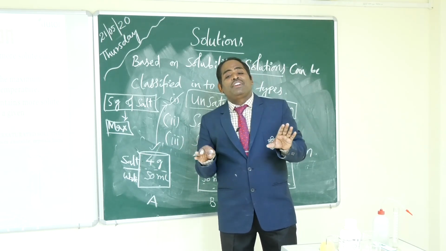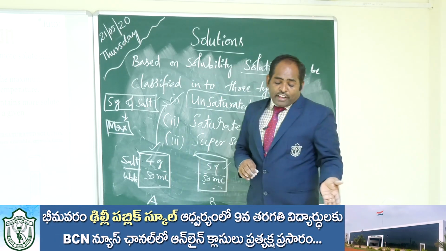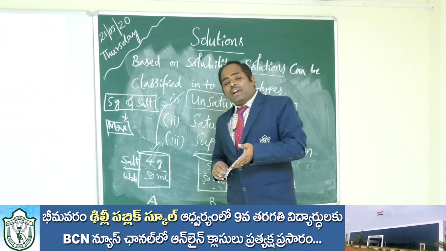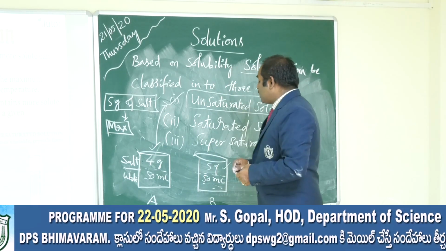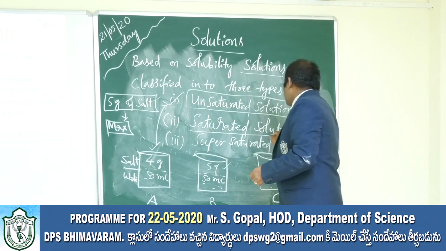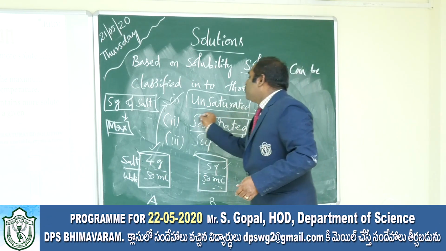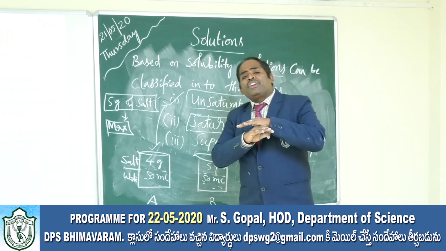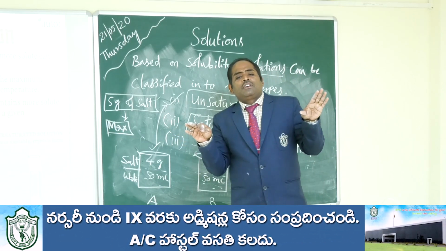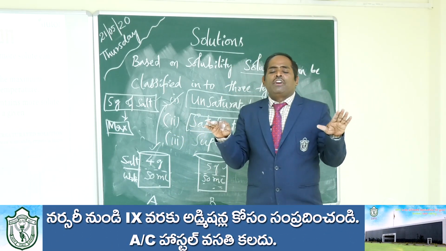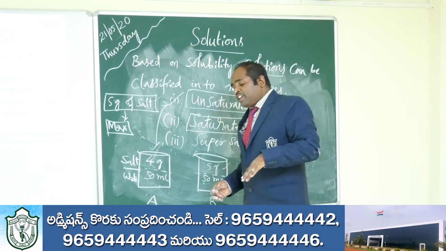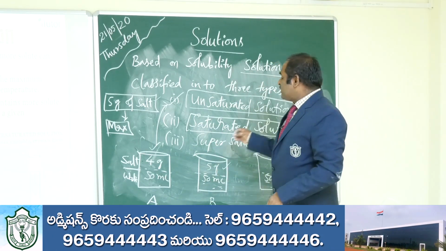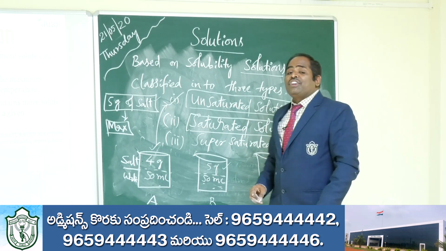That is called a saturated solution, right? Here the 5 grams of salt we have added in 50 ml of water, so they are satisfied. That solution is called a saturated solution. Means, what is a saturated solution? No more solute can be added, already solute is enough. Whatever solute you are adding, that is enough. 5 grams of solute we have added in the 50 grams of water. It's enough. That's why this is satisfied. That is called a saturated solution.